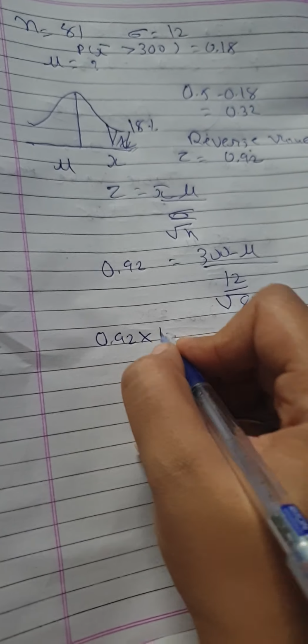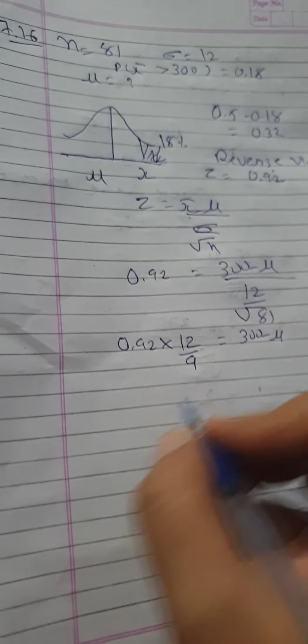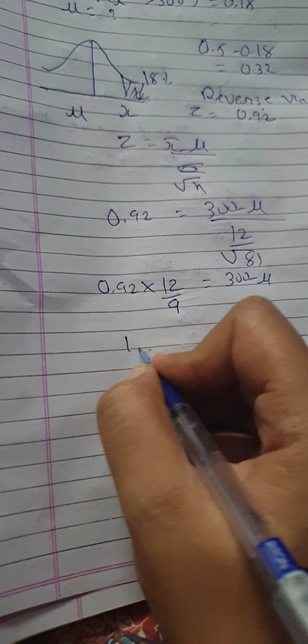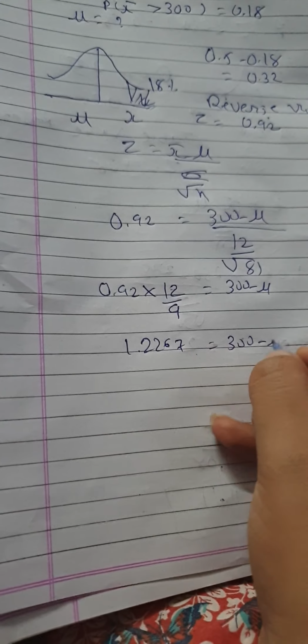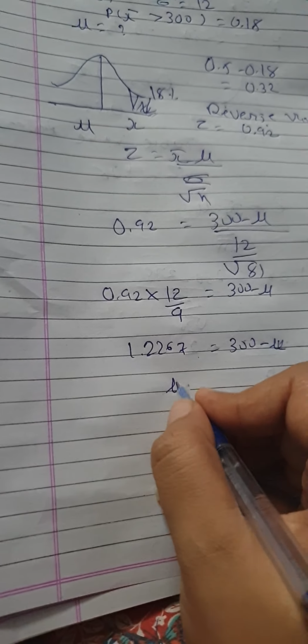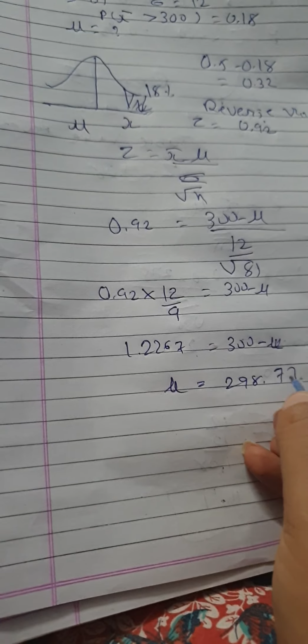0.92 into 12 upon 9, 300 minus mu. So it is 1.2267 equals 300 minus mu. So mu will be 298.77.